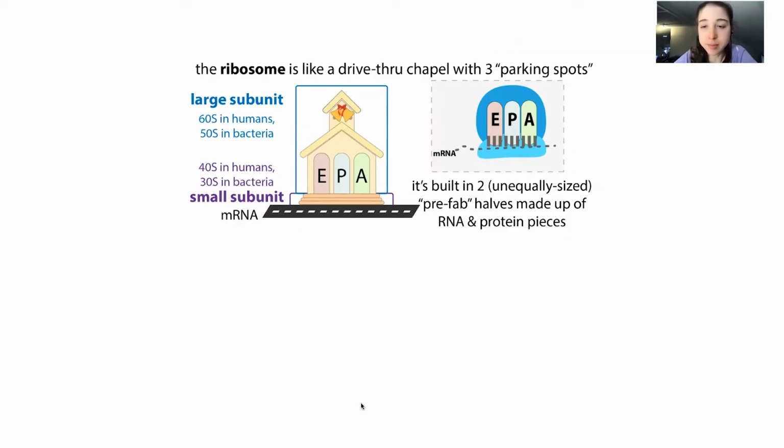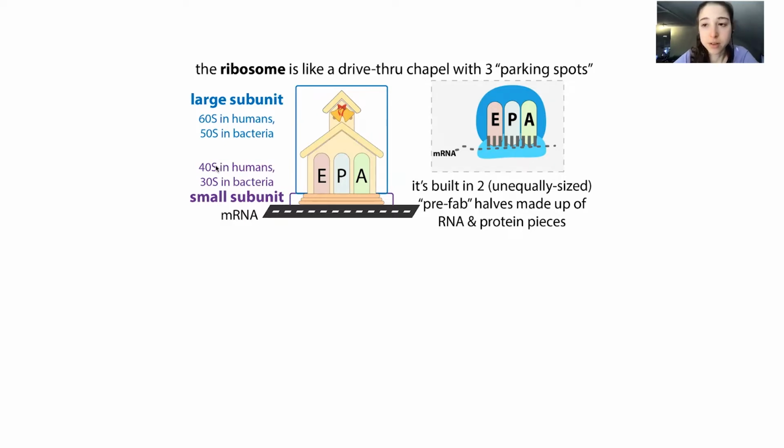So let's start with our chapel, our ribosome. It has 2 subunits, the large subunit and the small subunit. The large subunit in humans is the 60S, and in bacteria it's 50S. And then the small is the 40S in humans and 30S in bacteria.